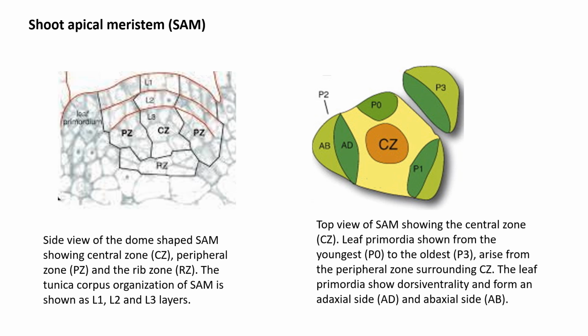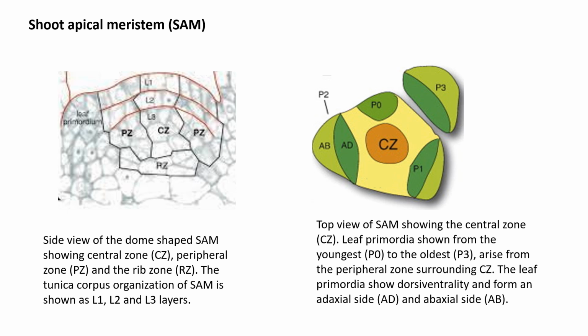Let us now study the more detailed organization of the shoot apical meristem. The shoot apical meristem or SAM appears as a distinct dome-shaped structure between the cotyledons in dicots and it appears laterally at the base of the cotyledon in monocots. The organization of the SAM, however, is similar in both dicots and monocots.